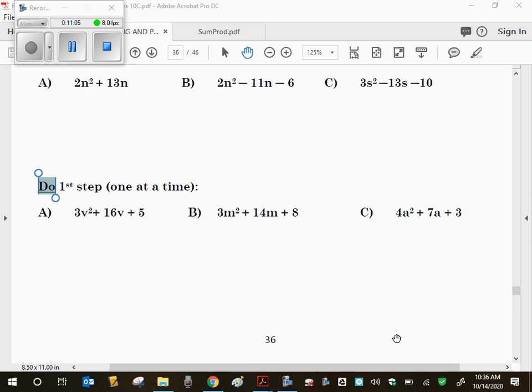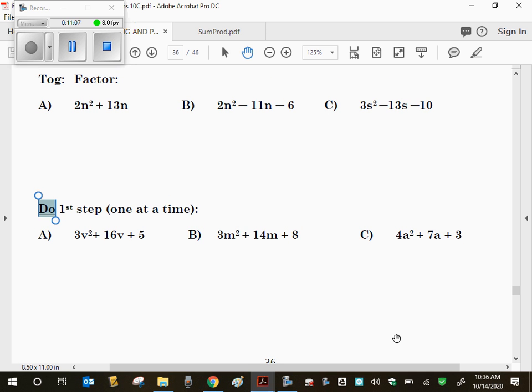Okay, so let's do C. We'll stick with red for the middle term. So the product is negative 30. The sum is negative 13. I like this. These are tricky numbers, so I'm going to give you a minute to try to figure those out. What two numbers multiply to negative 30 and add to negative 13?